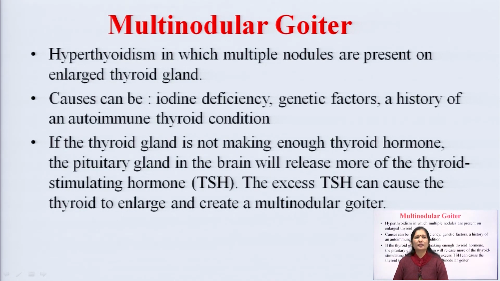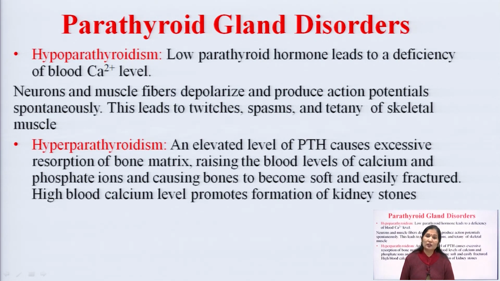Multinodular goiter is a condition in which multiple nodules are present, and it can be because of iodine deficiency or genetic factors. If the thyroid gland is not making enough thyroid hormone, the pituitary gland in the brain will release more TSH, and excess TSH can cause the thyroid to enlarge and create a multinodular goiter. So, those were the thyroid gland disorders.